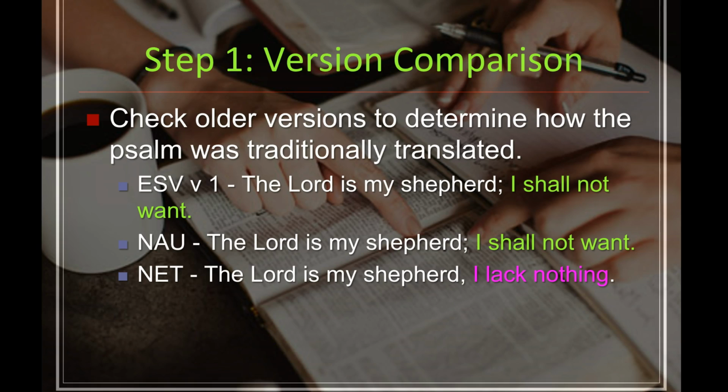Our second step here under step 1, which is version comparison, is to check older versions to determine how the psalm was translated traditionally. Often translators are less willing to modify or update the translations of verses that are particularly familiar. For instance, notice the translation used for the first part of Psalm 23 in the NASU and ESV versions. Both translations have retained language, "I shall not want," even though this expression is not generally used today.